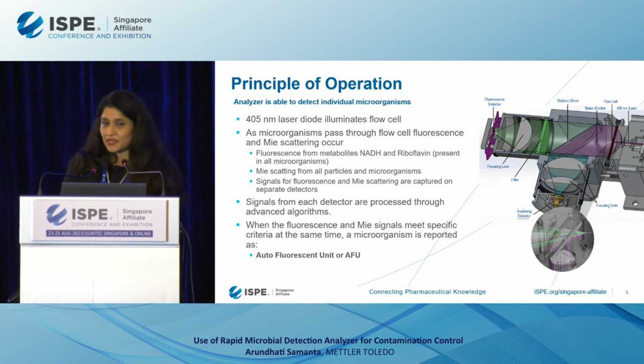If there is an object in the path of the light, it will have scattering. One, it will have Mie scattering from the object. If there is a microorganism present, which always has the metabolites riboflavin and NADH, then it will have fluorescence scattering. A sophisticated algorithm inside the analyzer picks the object which has both Mie scattering and fluorescence scattering and displays it as one AFU. What it means is one microorganism floating through the water. If you want to know more, we have our analyzer in our booth 603.